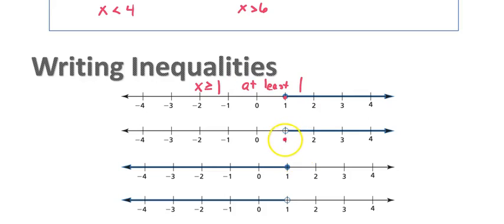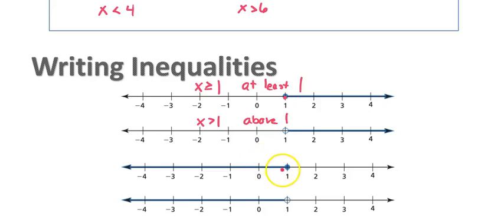Okay, let's look at the next one. Again, we're starting with 1, so I know I'm going to compare the variable to 1, but it's no longer included. That's what that open circle is. So we're going to say, well, that means that x is just greater than 1. But if we wanted to use words instead of just greater than or less than, they might say, well, maybe it's above 1. That doesn't include 1, it's just above it.